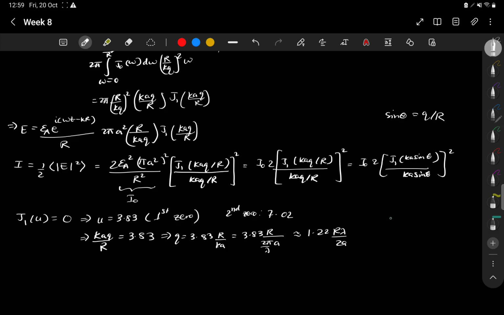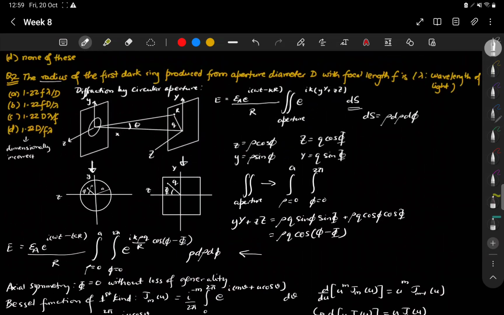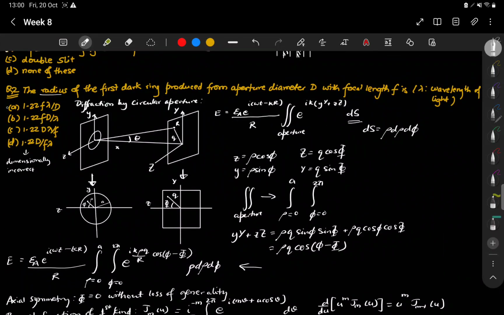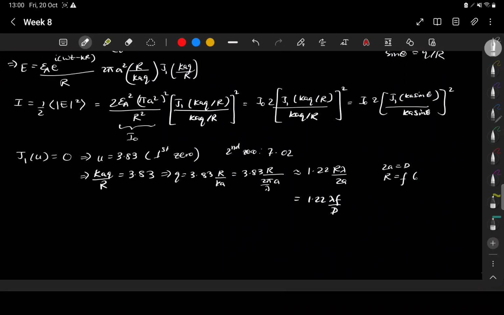Now in our case, 2A equals D, R equals F. So this is 1.22 lambda F over D. So the correct option is option A, 1.22 F lambda over D. And why? Because we keep the screen at focal length in Fraunhofer diffraction.